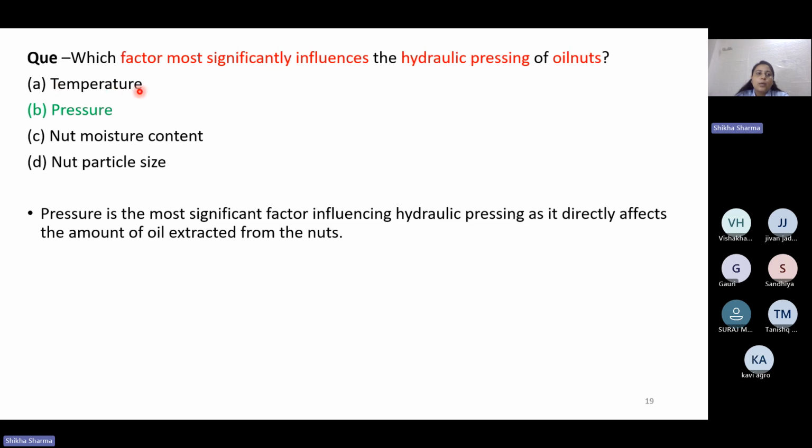Temperature, if more temperature is there, the oil yield will be higher. But pressure in hydraulic pressing is the most important factor. So that's why B is the correct answer. Is this clear? Can we move to the next question now?